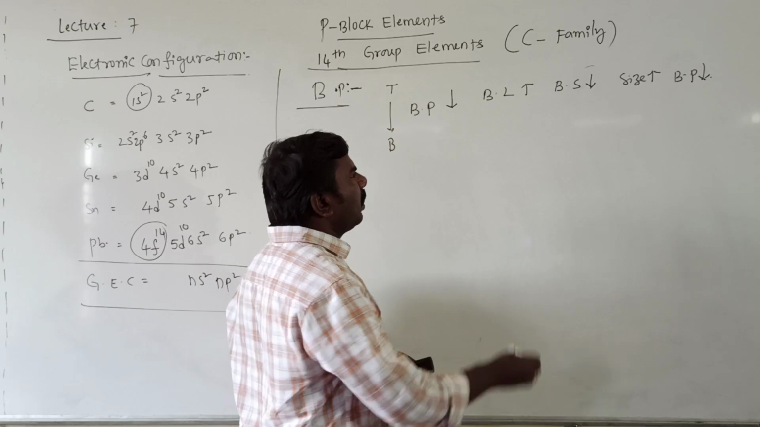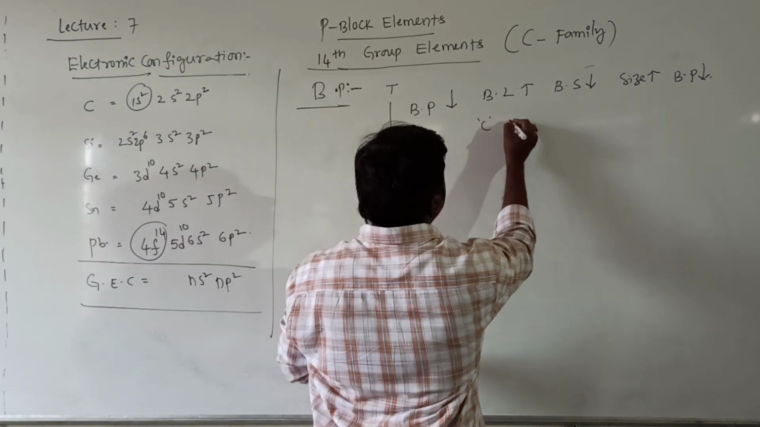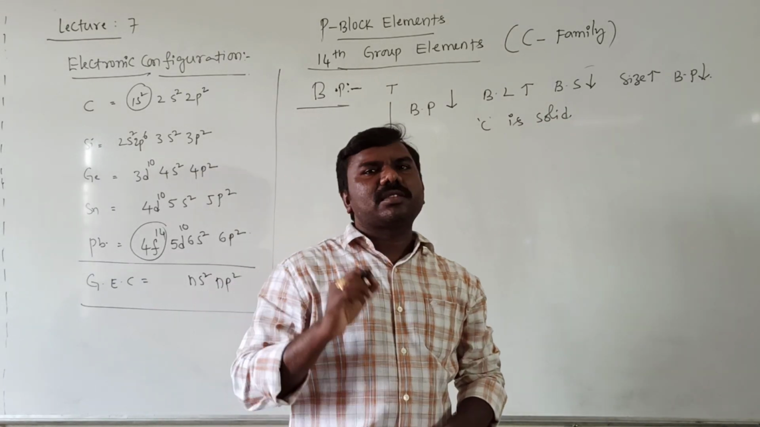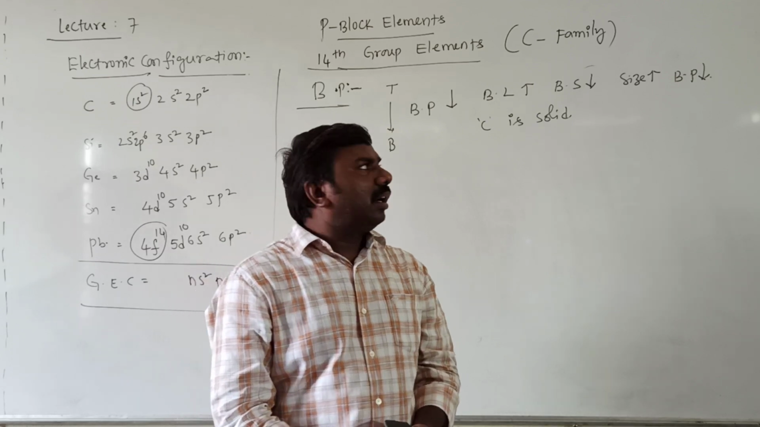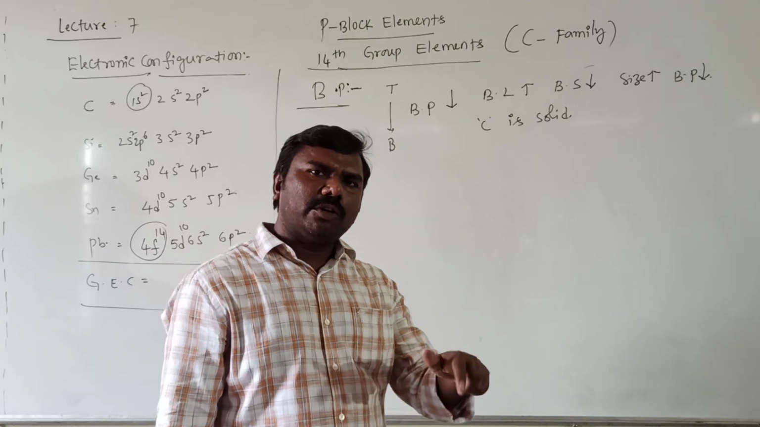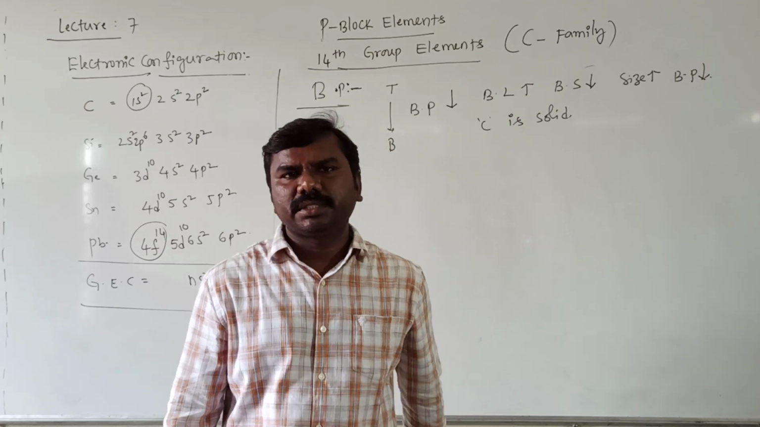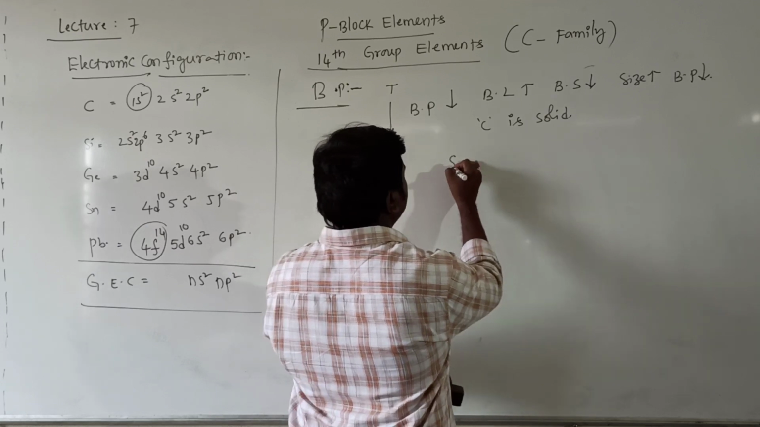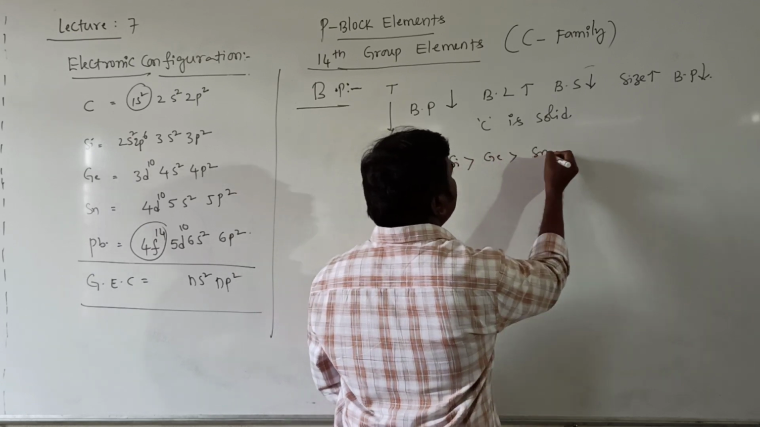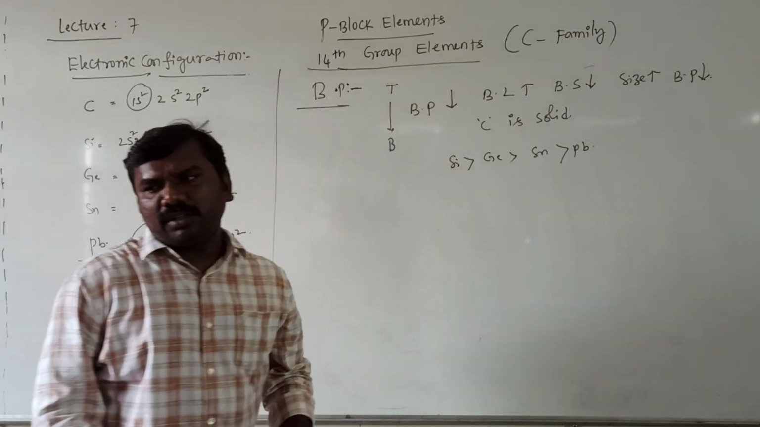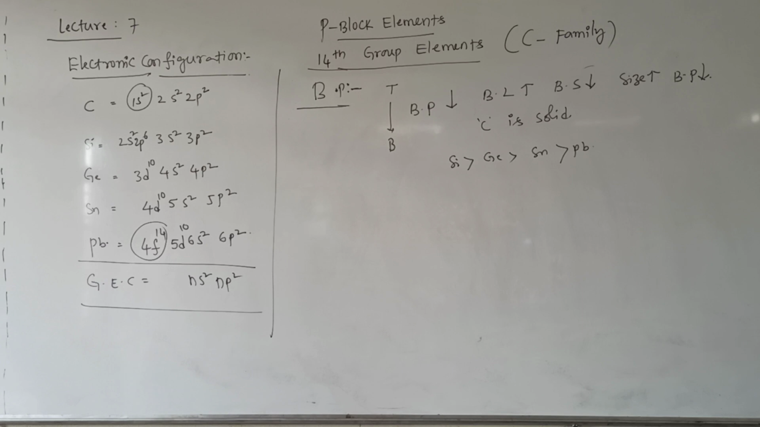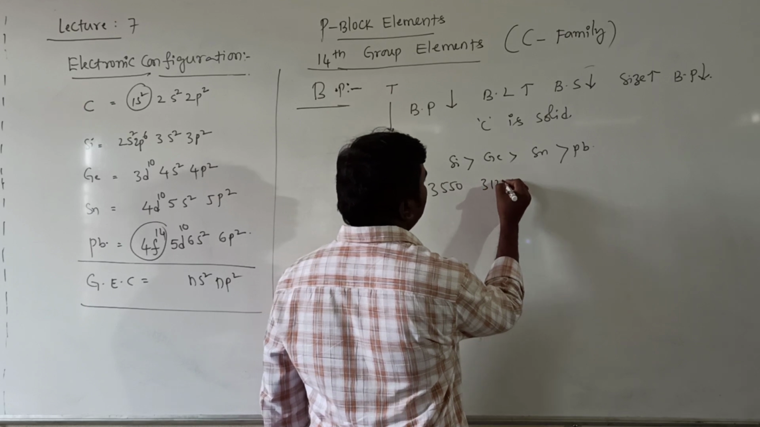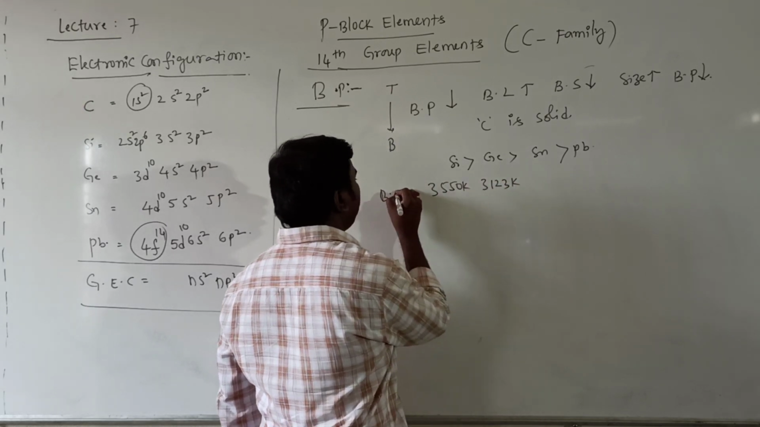Right? Carbon is a solid, little stronger. Remaining all are also solid but soft solids. There is a chance to make them liquids followed by vaporization because of soft solids. So that's why the order will be carbon greater than silicon greater than germanium greater than tin greater than lead. This is the order of boiling points. 3550, 3123 Kelvins it is.